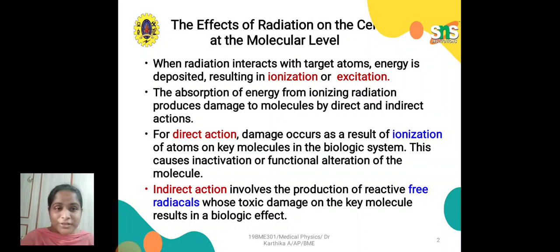For direct action, the damage occurs as a result of ionization of atoms on key molecules in the biologic system. This causes inactivation or functional alteration of the molecule. While coming to indirect action, it involves the production of reactive free radicals whose toxic damage on the key molecule results in biologic effect. See the difference between direct action and indirect action.